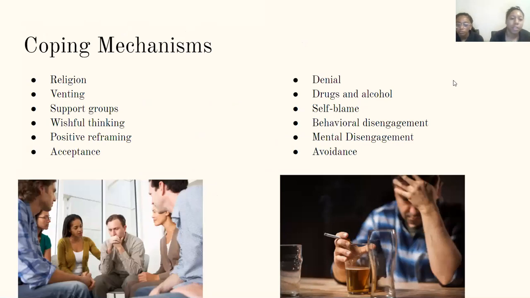And some of the different coping mechanisms are discussed on this slide. So on the left-hand side are the coping mechanisms that we want the patient to use, that's the goal, the positive coping mechanisms. And on the right, you'll see that these are some of the coping mechanisms that we want to avoid if possible. So religion, venting, support groups, wishful thinking, positive reframing and acceptance are some of the coping mechanisms that we strive for our patients to lean towards. And some of the ones that we want to avoid are denial, drugs and alcohol, self-blame, behavioral disengagement, mental disengagement, and avoidance.